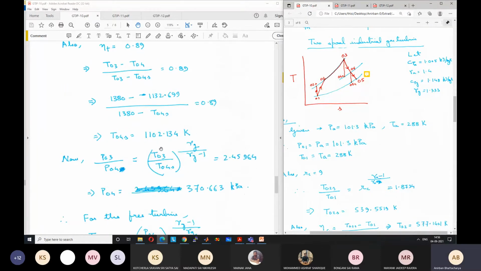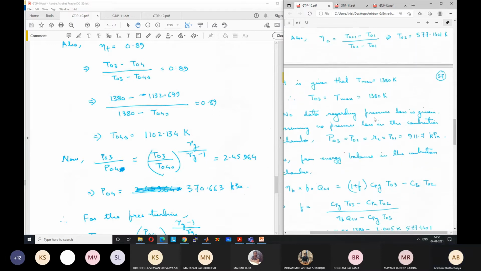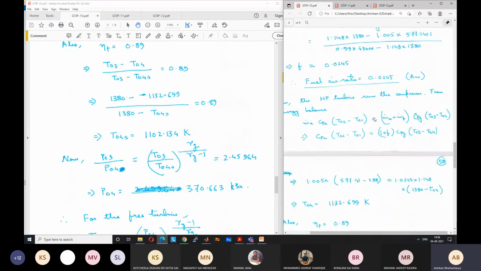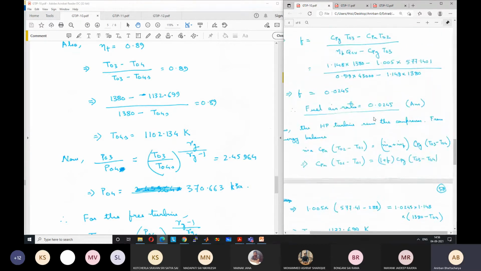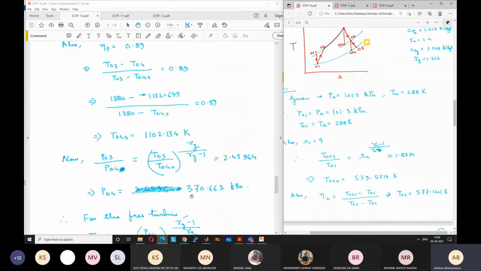So this gives us T03, we already know T04s, which we have calculated just now. So everything is known on the right hand side. T03 we know it was 911 point something we had calculated, right? 911.7. So this gives us P04, which is equal to 370.663 kilopascal.